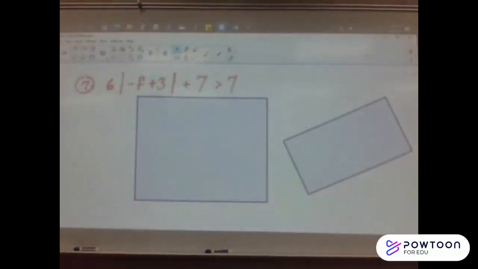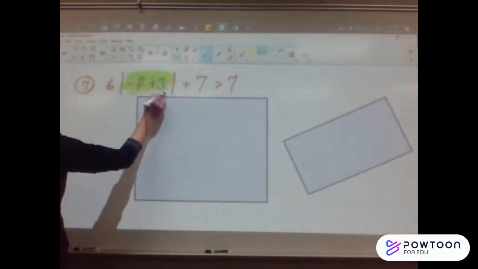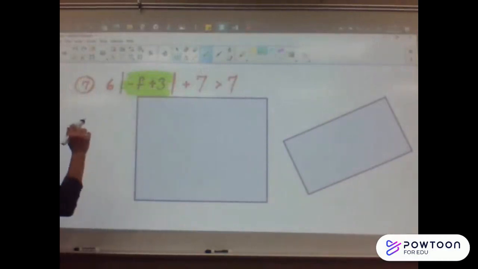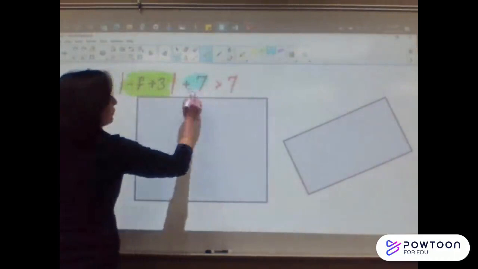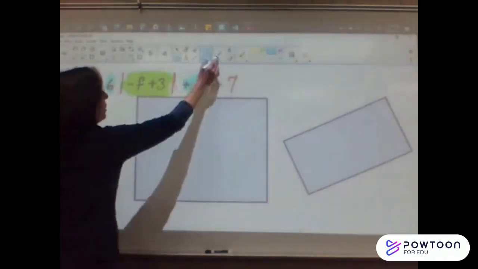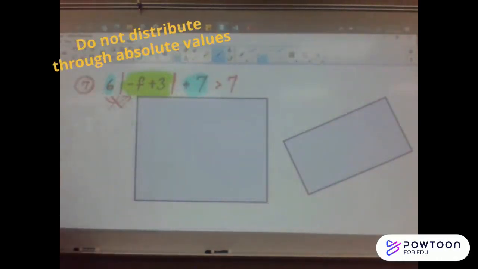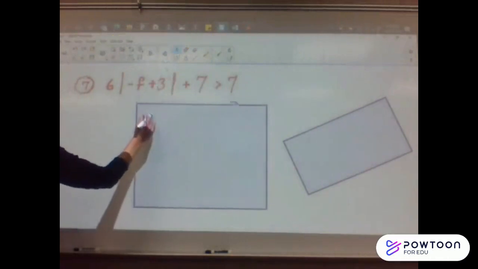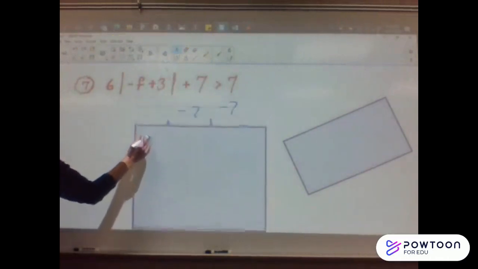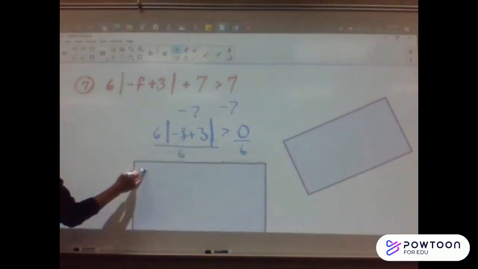Now, remember when solving absolute value inequalities, we have to solve up to these absolute value marks before we can split up our equation. So we need to remove the +7 and the multiply by 6. And remember also, you cannot distribute a number through the absolute value marks. So the first step we want to do is subtract the 7 from both sides of the inequality. And then we need to divide by 6.